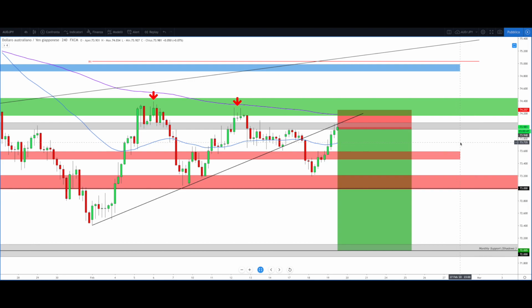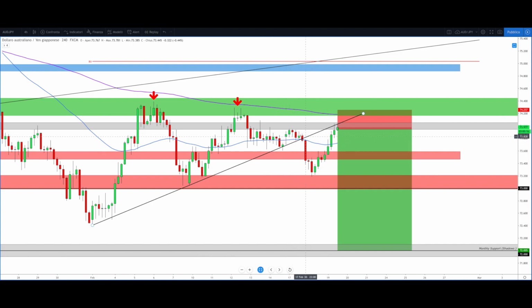And here we had Australian dollar, Japanese yen. We shared a free analysis yesterday on our website and inside our free Telegram channel. So if you want to look at the daily time frame with a bigger picture, go find this article on our website or inside our free Telegram channel. And going on the 4-hour time frame, we can find this beautiful setup.